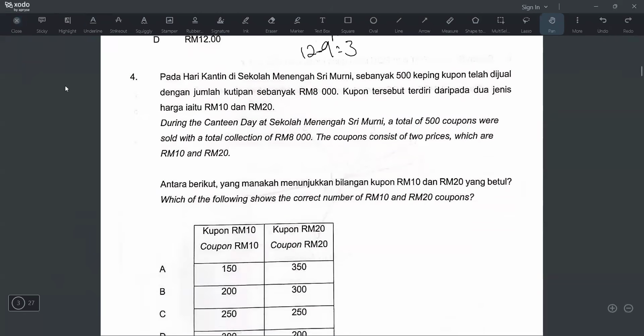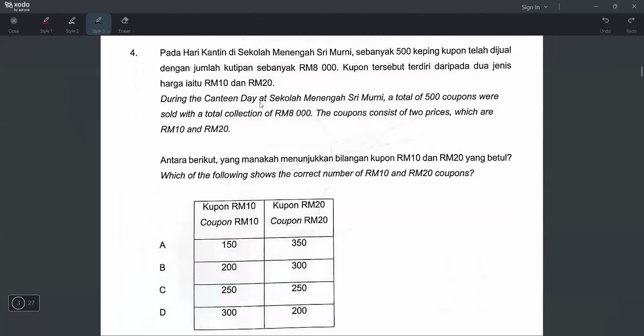Okay, number 4. During the canteen day at Sekolah Menengah Sri Murni, a total of 500 coupons were sold with a total collection of 8,000 ringgit. So 500 coupons were sold, and the total amount earned is RM 8,000. The coupon consists of 2 prices, which are 10 ringgit and 20 ringgit. So there are actually 2 types of coupon. One coupon is 10 ringgit, one coupon is 20 ringgit. Which of the following shows the correct number of 10 ringgit and 20 ringgit coupons?